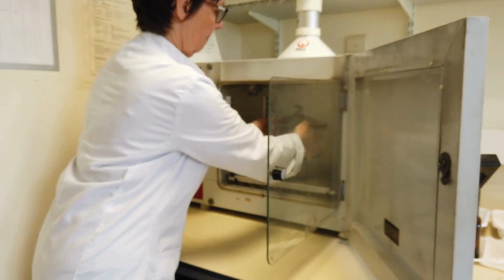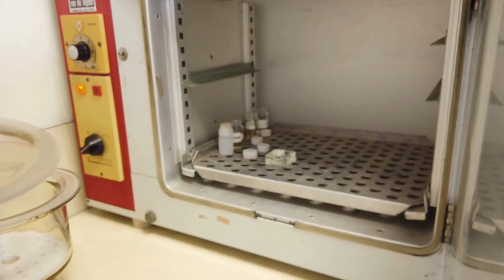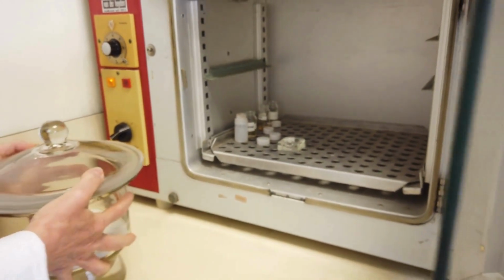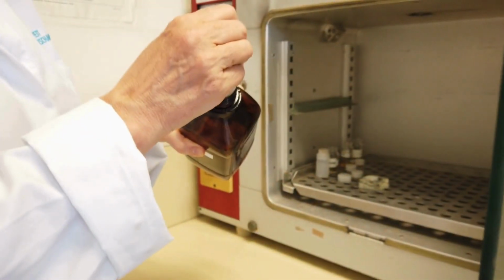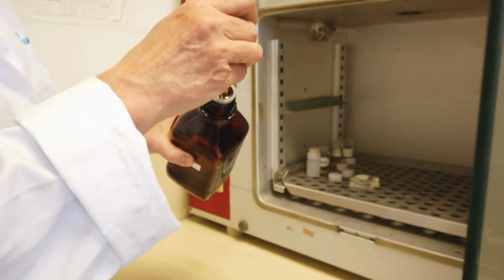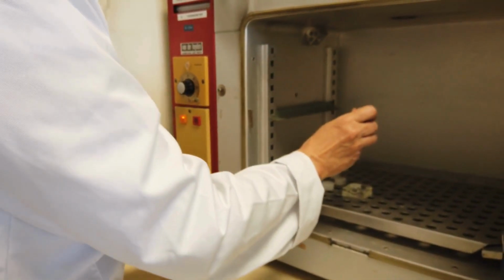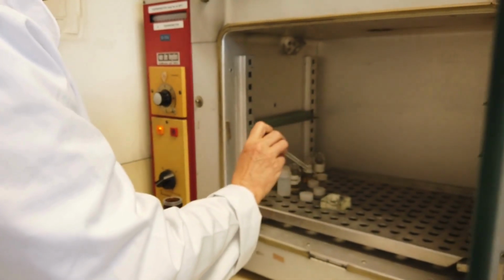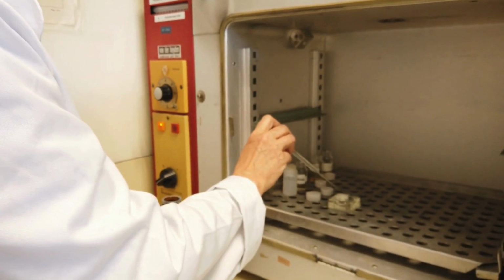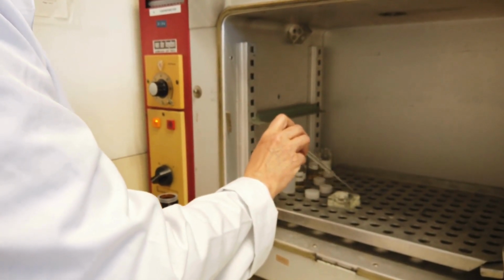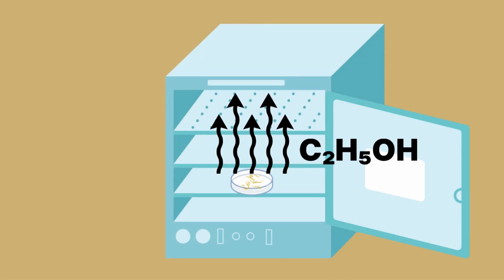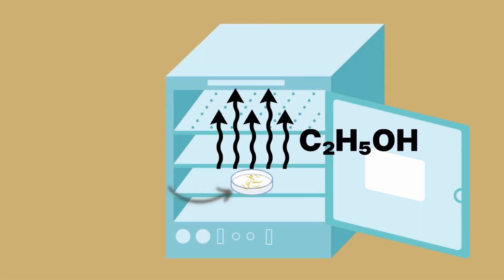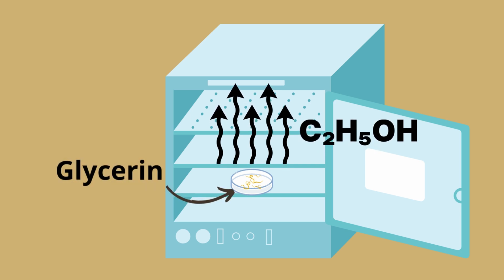The next morning, the dish is removed from the exsicator and placed back in the oven. A few drops of Degrease C solution, composed of 95% ethanol and 5% glycerin, are added. Additional drops are added every 2 hours, ensuring that the dish does not overflow nor dry out. This step must be repeated at least 4 times. This process facilitates a gradual evaporation of ethanol and the incorporation of glycerin in nematodes' bodies.